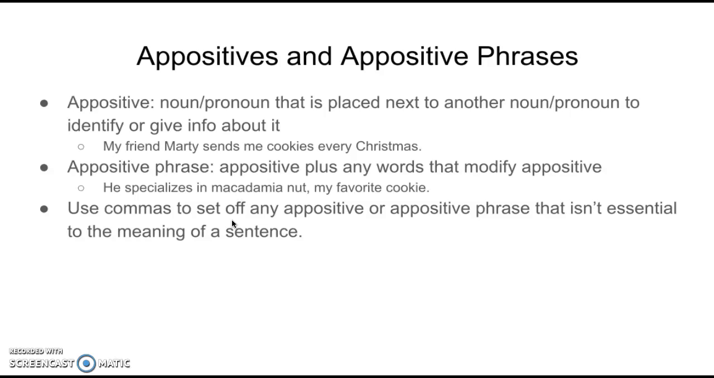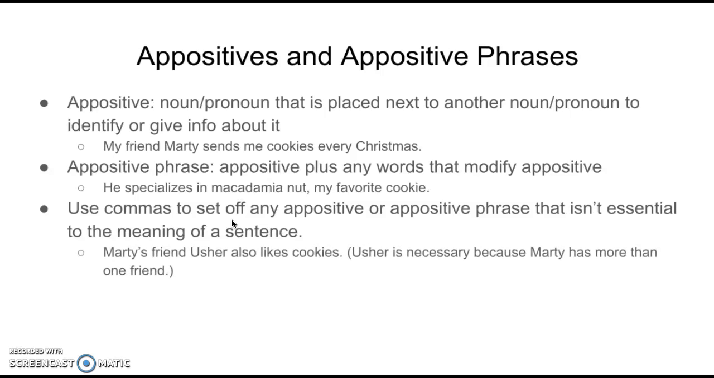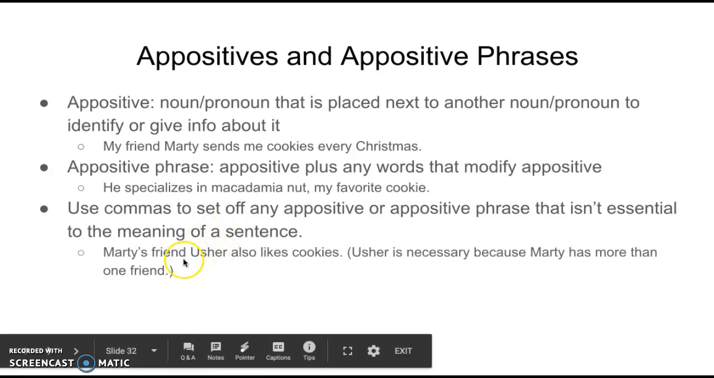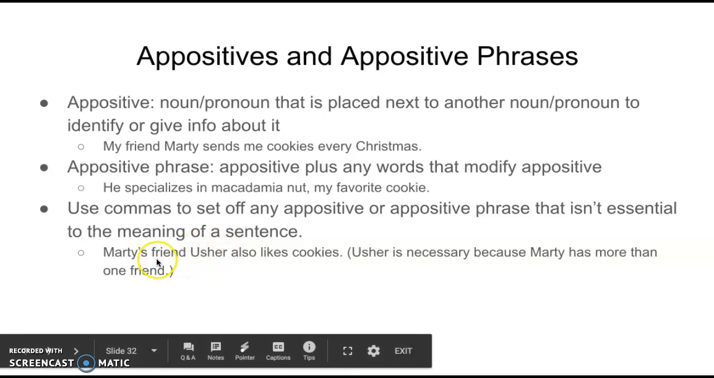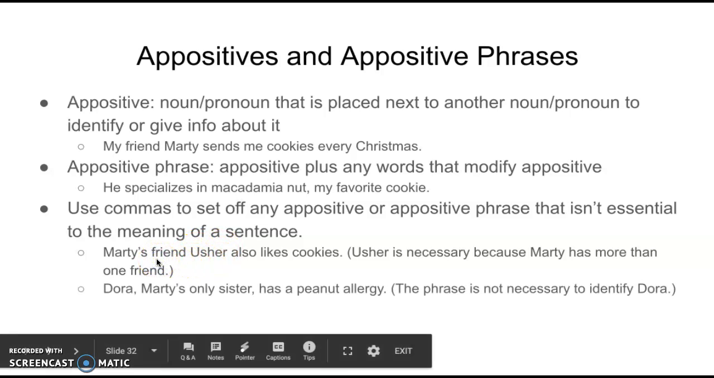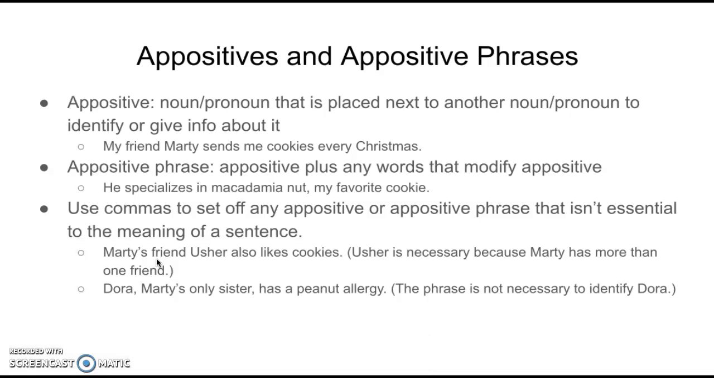of the sentence, okay? Commas if it's not necessary, no commas if it is necessary. For example, in this sentence, there are no commas, so the appositive is necessary. Marty's friend Usher also likes cookies. Usher is necessary because Marty has more than one friend, so we need this in here to help clarify which friend we're talking about. But, on the other hand, in this sentence, Dora, Marty's only sister, has a peanut allergy.